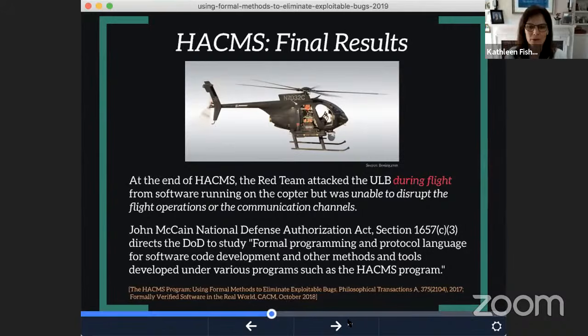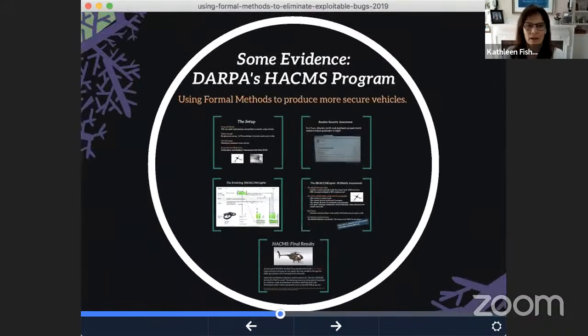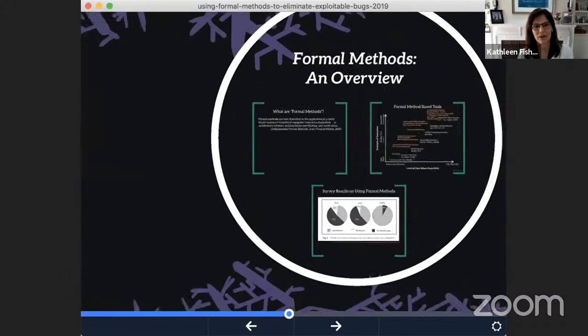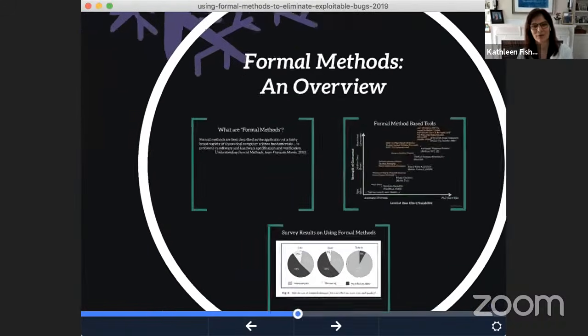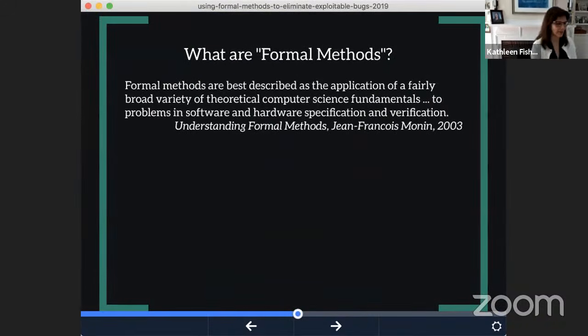Okay, so maybe I will go on, but I will take more questions in a little while. Okay, so that's some evidence. The DARPA HACMS program basically provided some evidence at scale that convinced people in the Pentagon, at least, that formal methods were worth exploring. So what exactly are formal methods? I've been talking about them for half an hour without actually defining them at all.